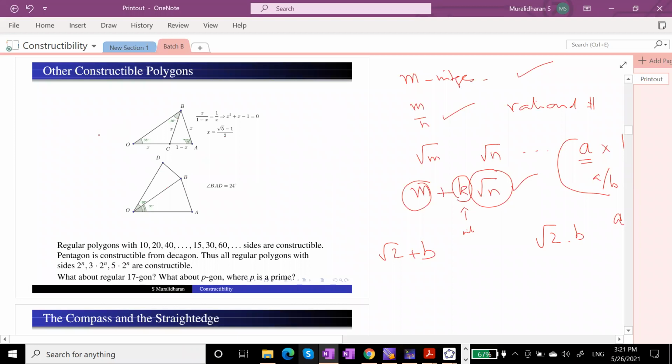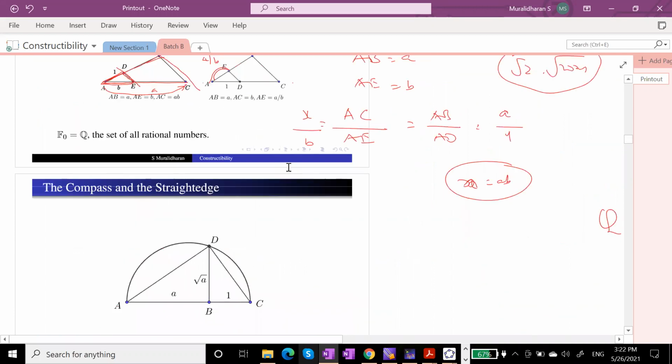So first of all, we'll show that 72 degrees is constructible. Suppose this is 36, this is 72, and this is 72. Then drop this one so that this is 36. Again, OCB and ABC are similar. So this will be X, and this also will be X. This X is root 5 minus 1 by 2. So 36 degrees will be constructible. Since 36 is constructible and 60 is also constructible, the difference is also constructible. So 24 degrees is constructible, so I can construct 15-sided polygon.